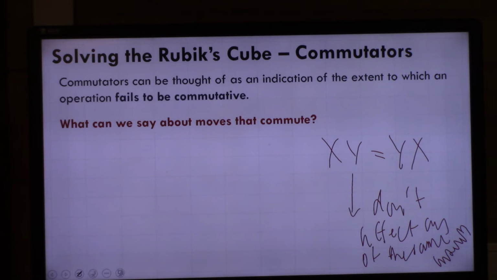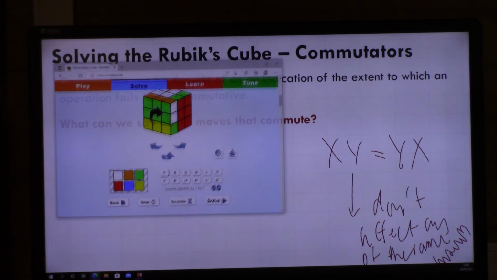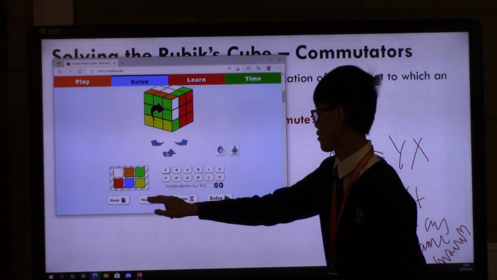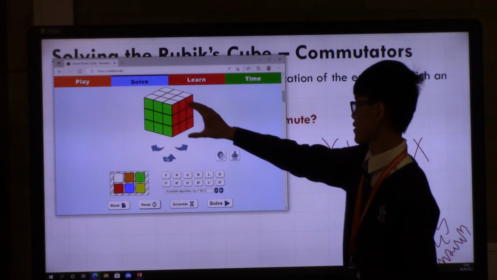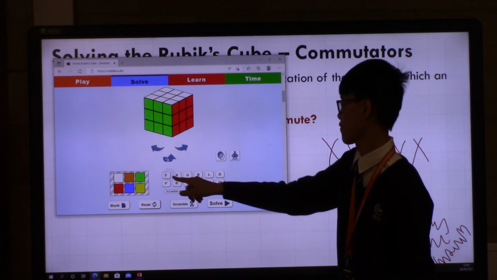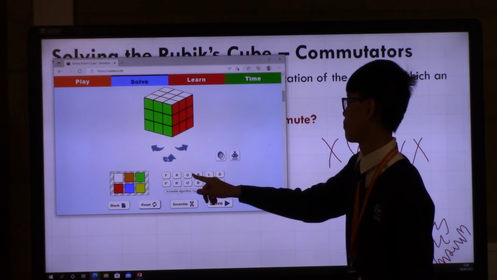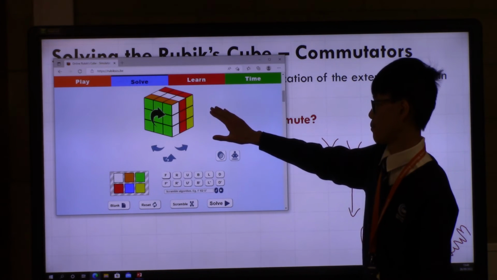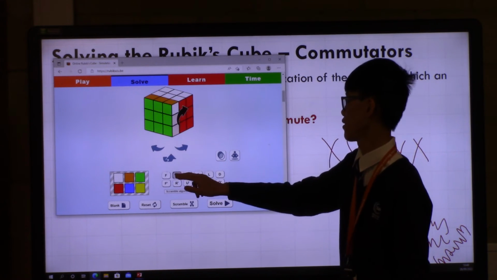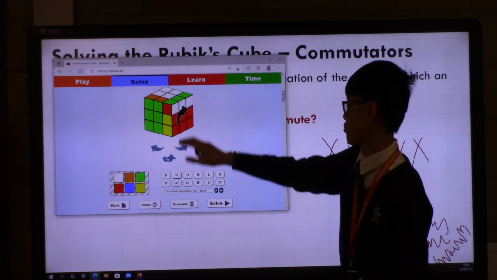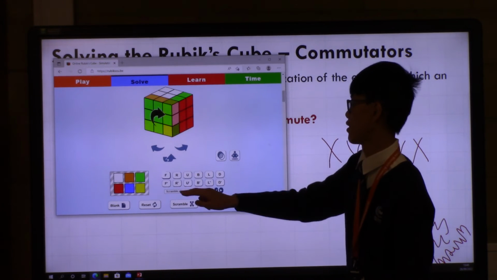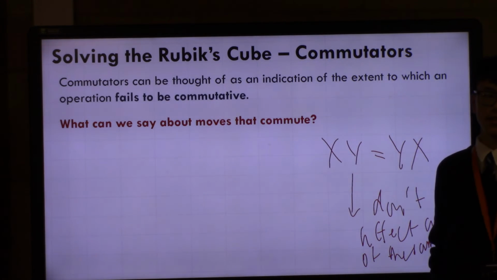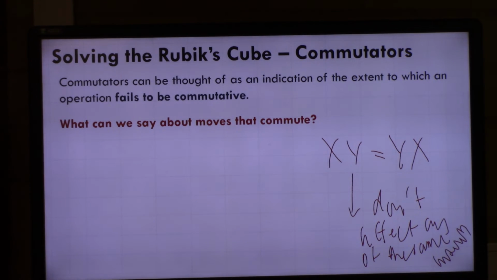So if we had, for example, F and B, because F and B don't affect any of the same cubelets, doing F then doing B is the same as doing B and then F. Do you see what I mean? Because they don't affect any of the same cubelets. So that means they commute. But if we had, as we saw before, something like F and R, they affect these cubelets here. So if we do them in the opposite order, they'll result in something different. So if two moves commute, that means that they don't affect any of the same cubelets. Does that make sense? Yeah? Okay.